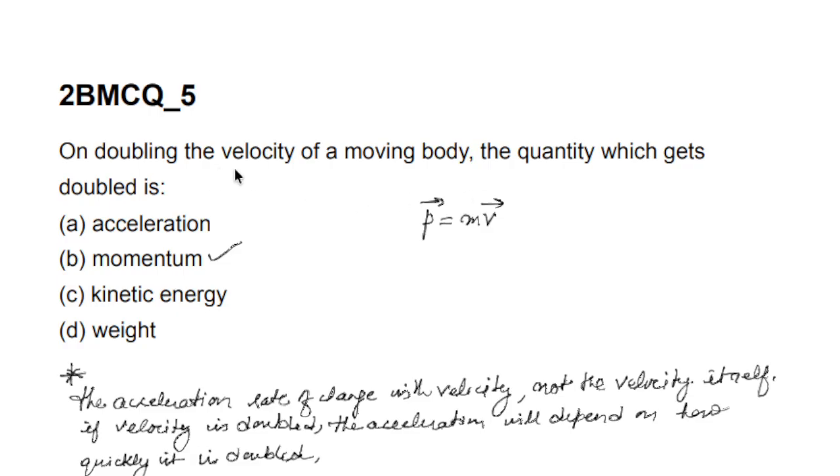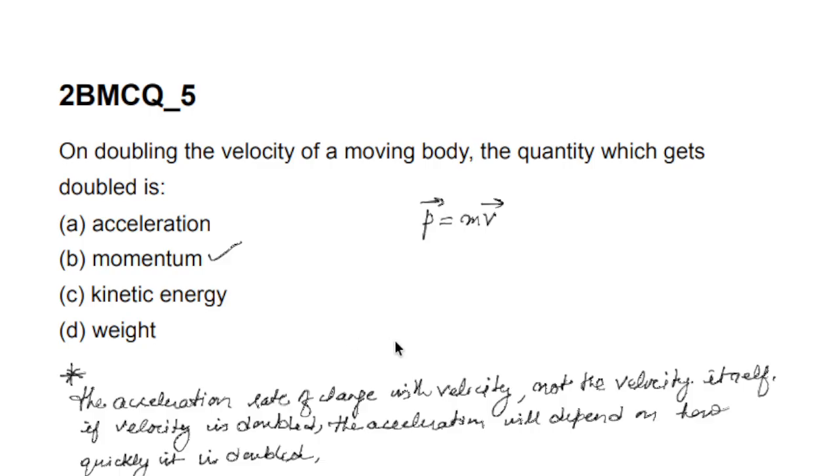So if the velocity of a moving body doubles, the momentum also doubles. Kinetic energy is not related directly, so that will not happen. Acceleration is the rate of change of velocity. It is not the velocity doubling. For acceleration, we have to think about how much time it will take also. So acceleration is a different thing here.